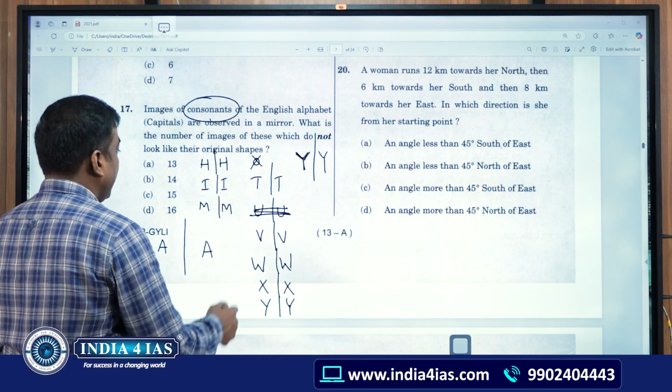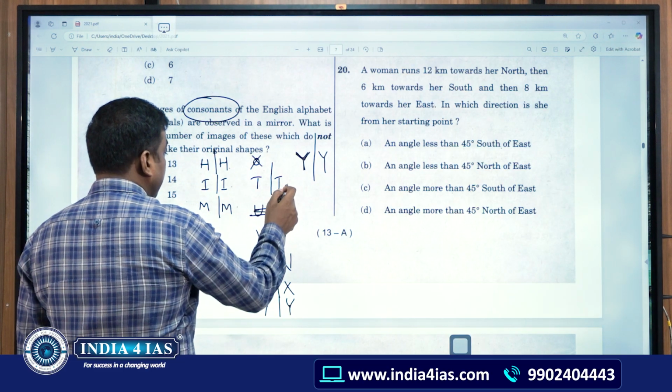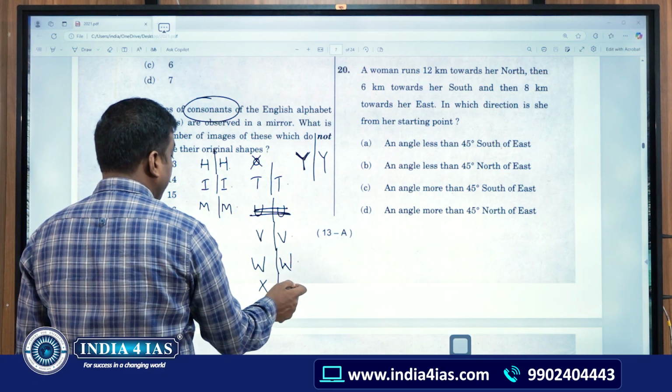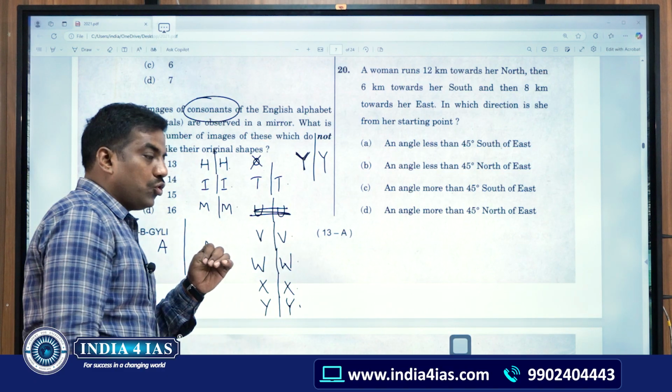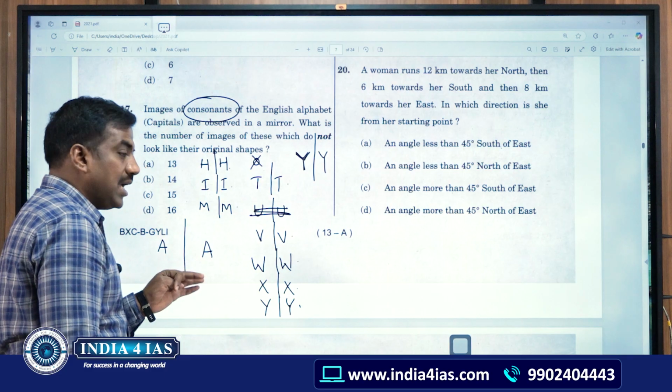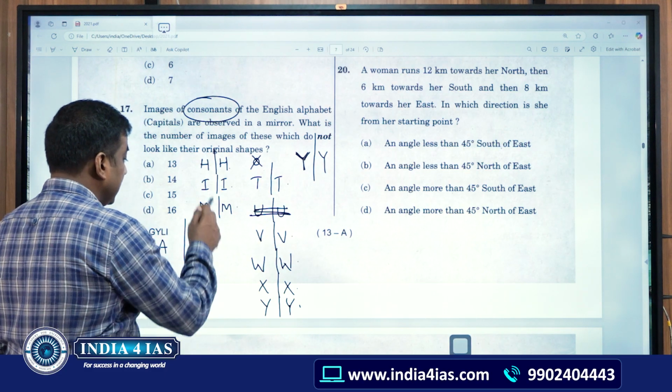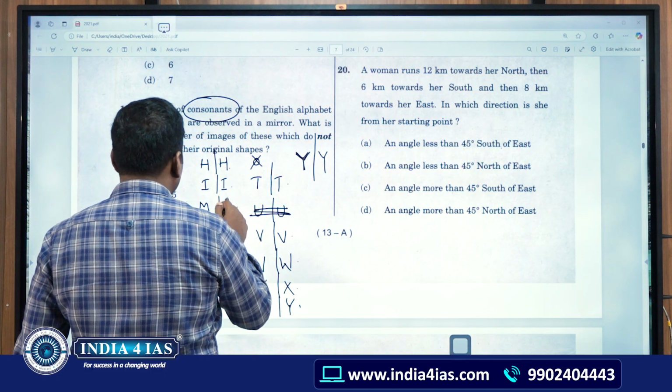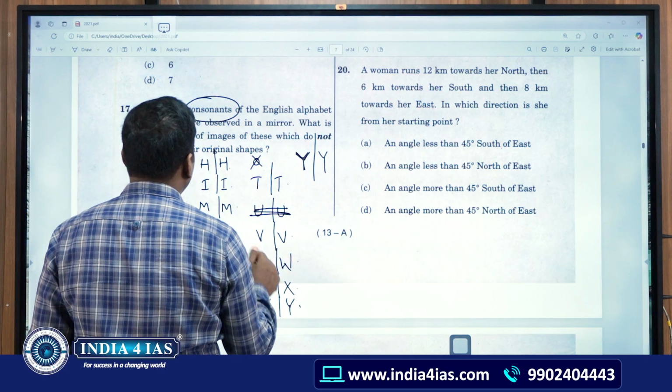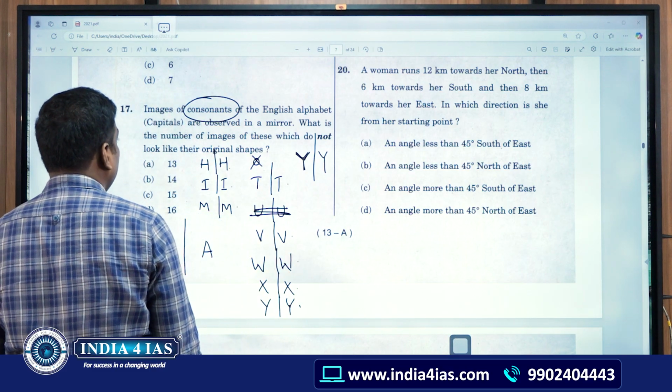So here H, I, M, then T, V, W, X, Y. A, E, I, O, U. We are leaving those, A, E, I, O, U. We are not considering this. So here totally we have 1, 2, 3, 4, 5, 6, 7, 8. Then we are missing something here.